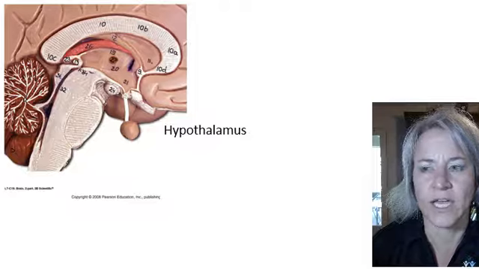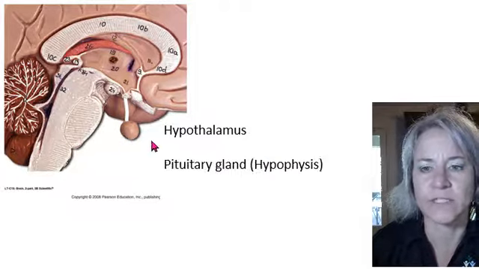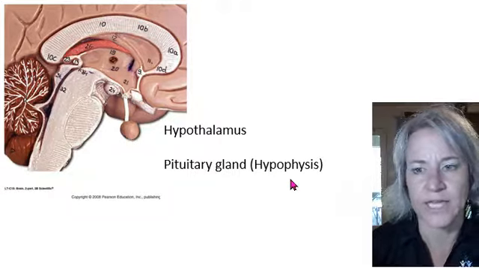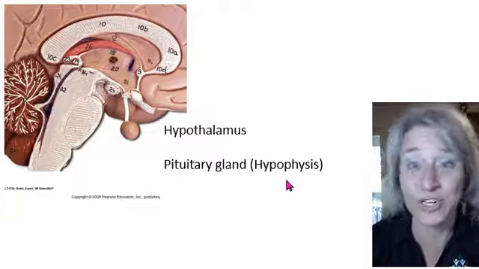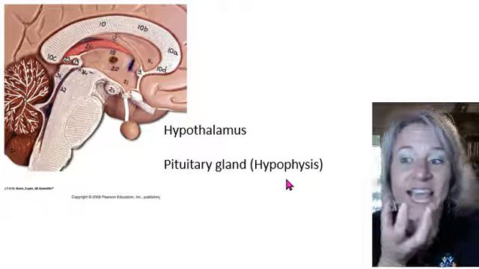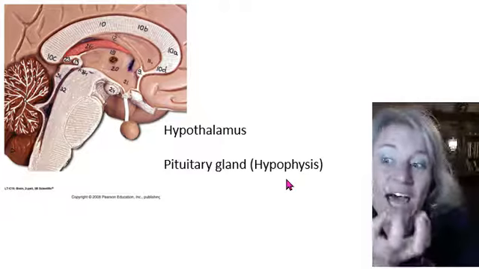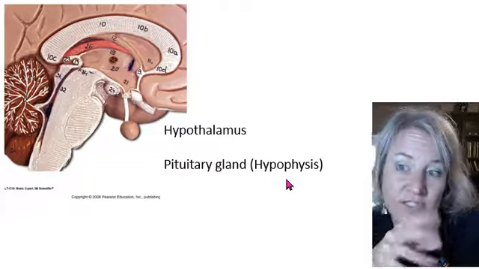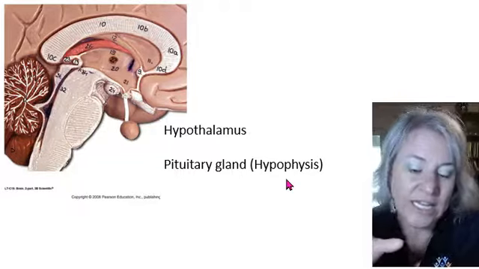So you have the hypothalamus, which is right here. And this is going to be the pituitary gland. It is also known as the hypophysis, so I do want you to know that. And it is also known as the master endocrine gland. It has a whole lot of hormones, and these hormones go and target other endocrine glands. So that's why it's called the master endocrine gland.